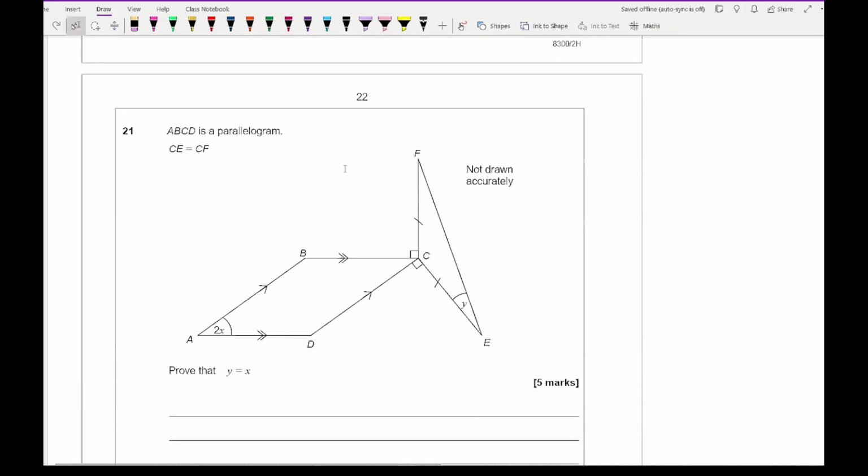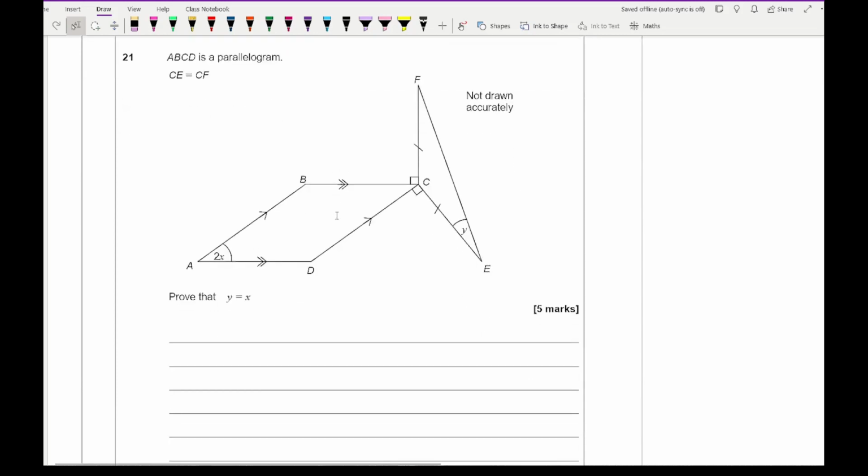Moving on to question 21, it says that ABCD is a parallelogram, CE is equal to CF. Prove that y equals x. So we know that ABCD is a parallelogram, which means that opposite angles are going to be equal to each other. So that's going to equal x.